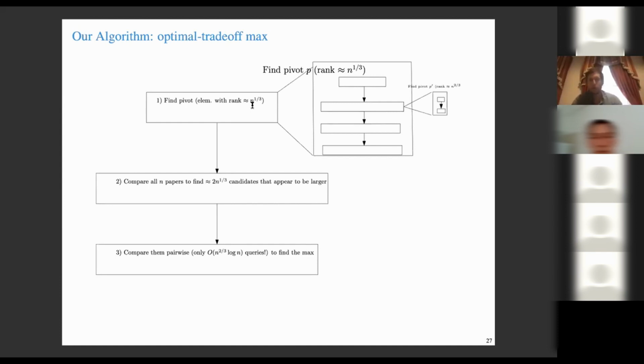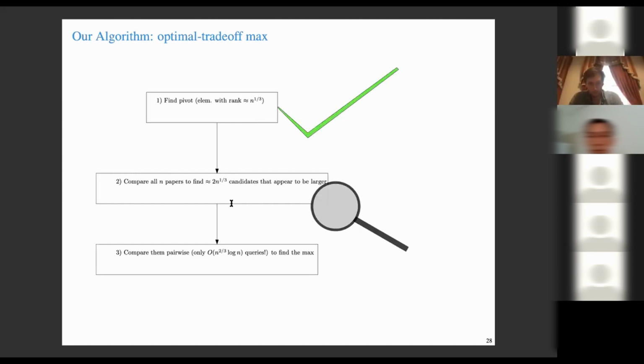Is the high-level idea clear? Or at least the first part of this algorithm? I mean, the main part. It's not so important that we understand all of the details about how to find these pivots. What's going to be important now is the second part. Okay, so we assume we have our pivot now, and now we want to find all papers that appear to be better than this pivot.